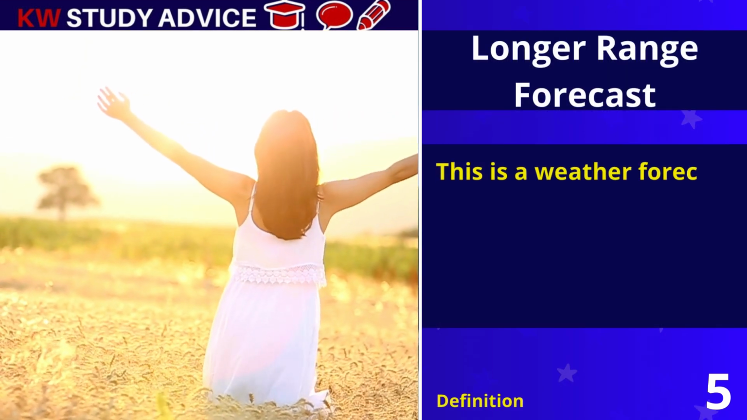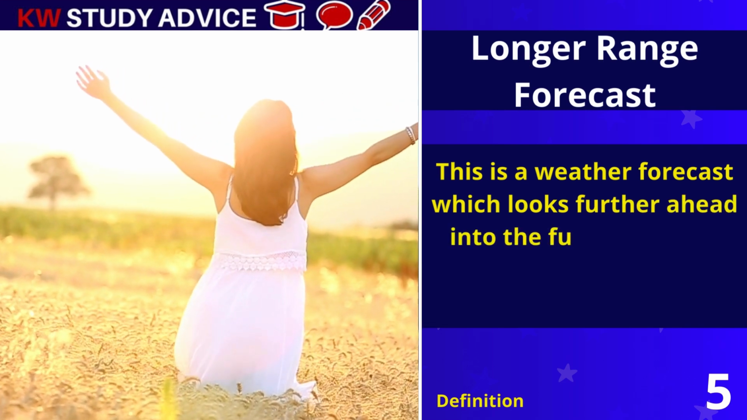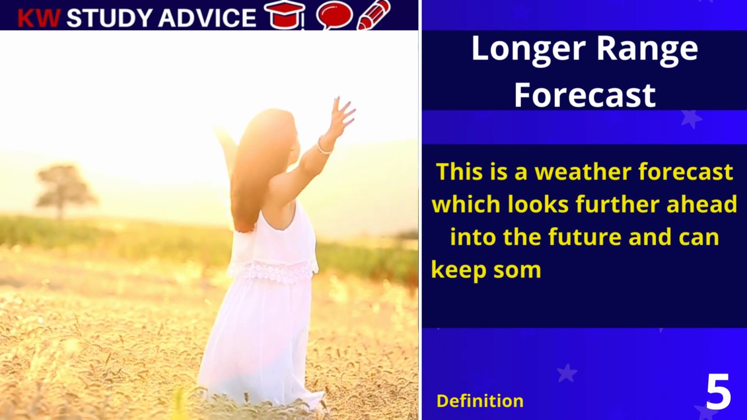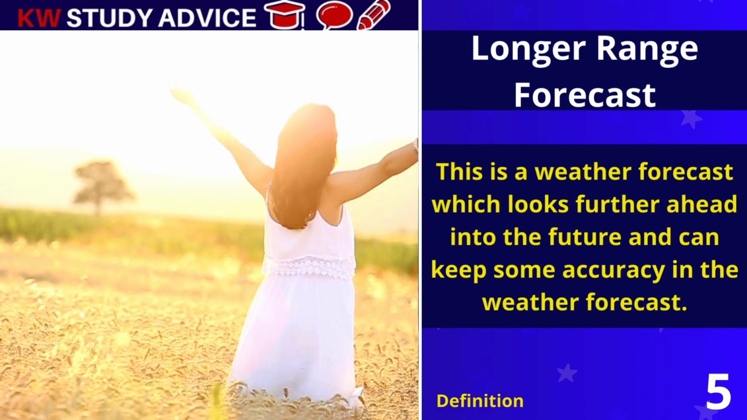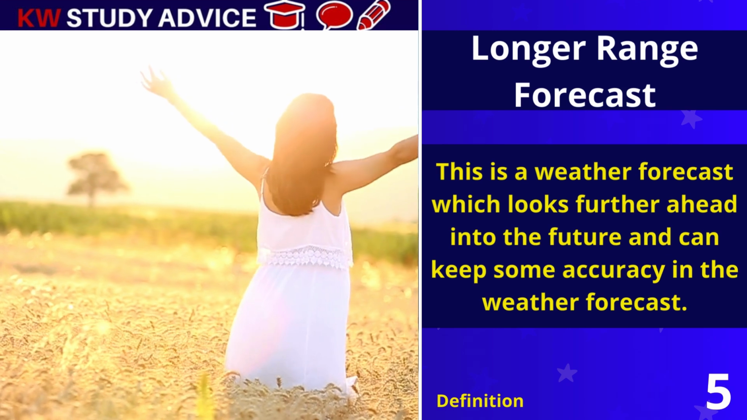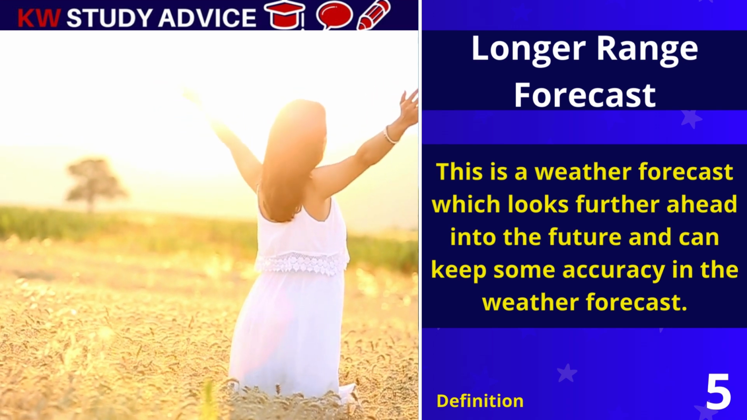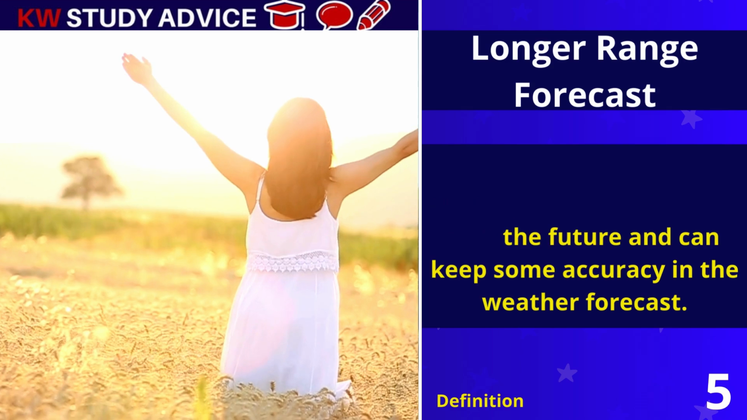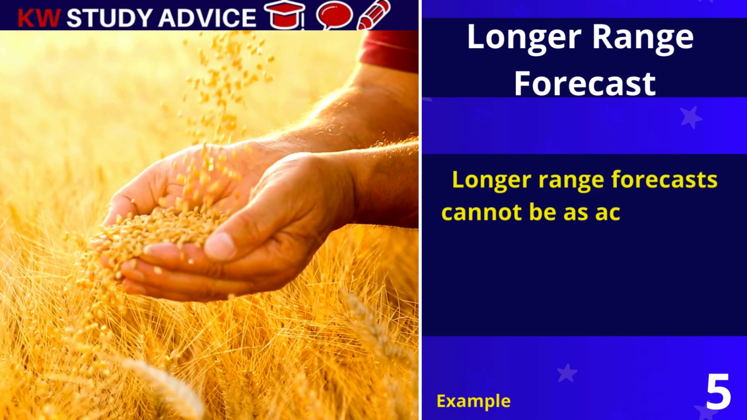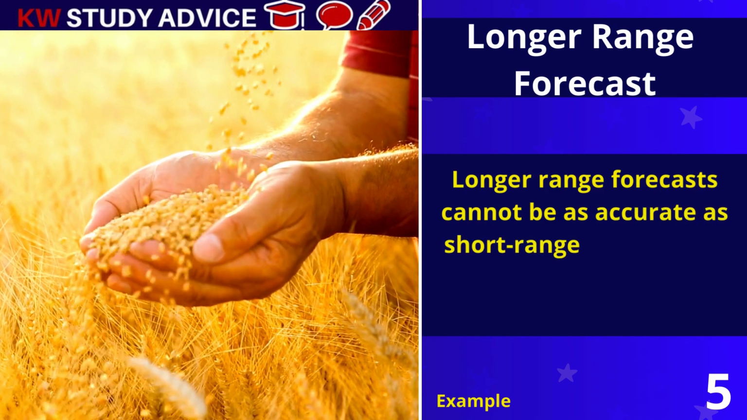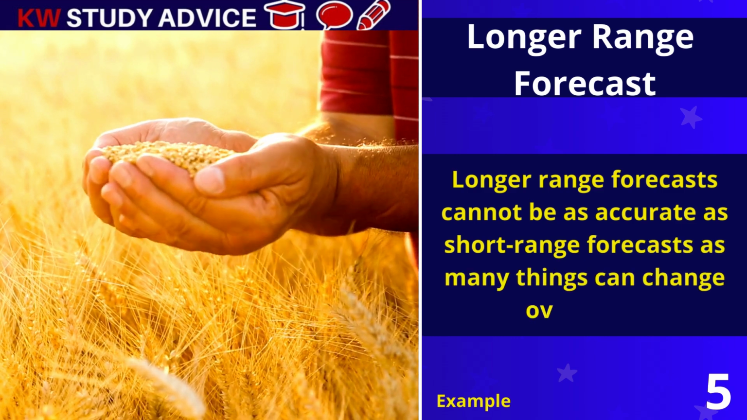This is a weather forecast which looks further ahead into the future and can keep some accuracy in the weather forecast. That's interesting. So let's develop this a little further by looking at an example. Longer range forecasts cannot be as accurate as short range forecasts, as many things can change over time.